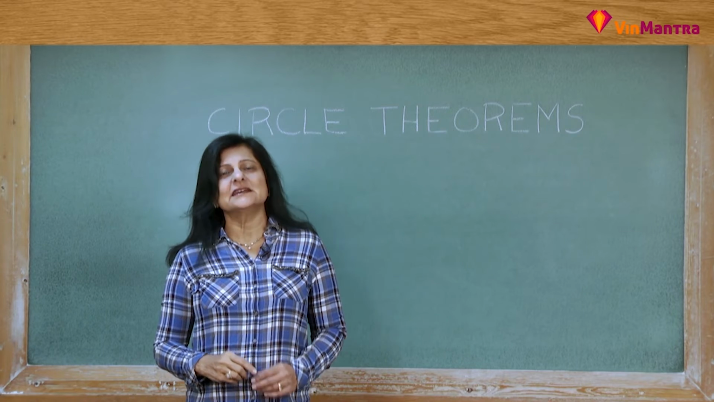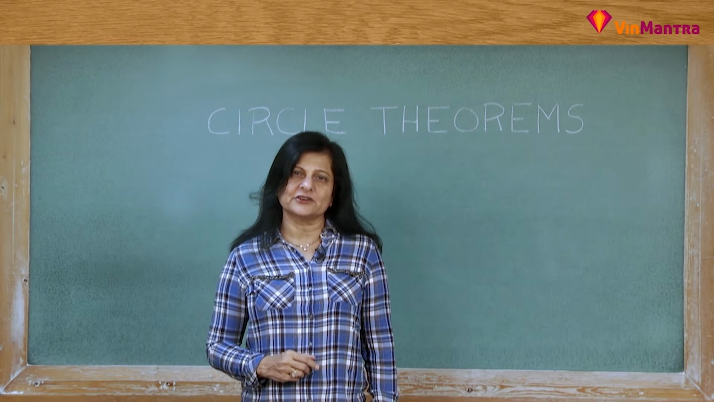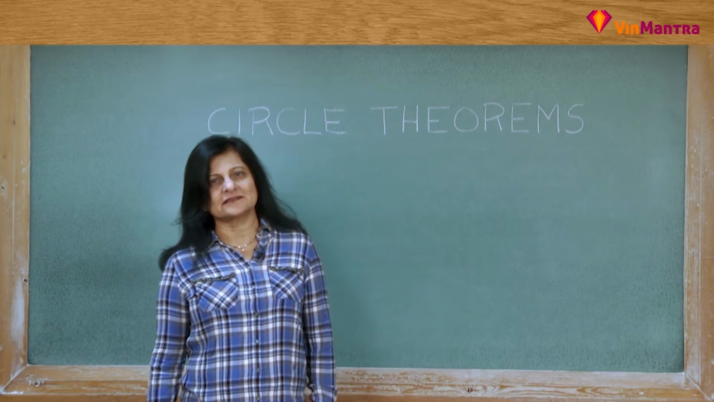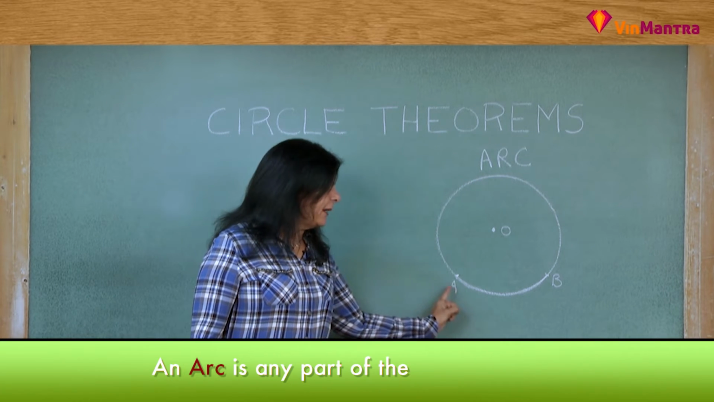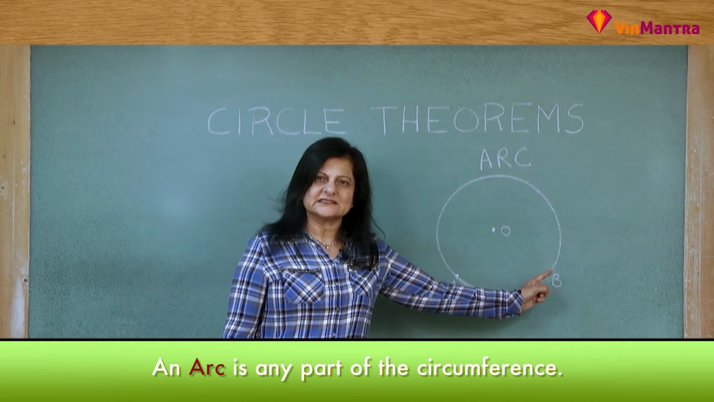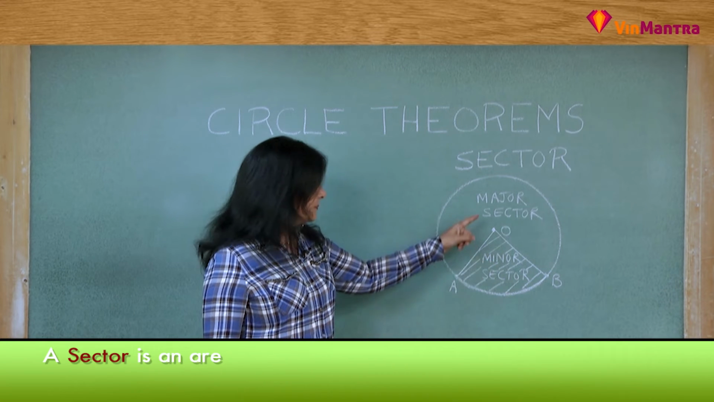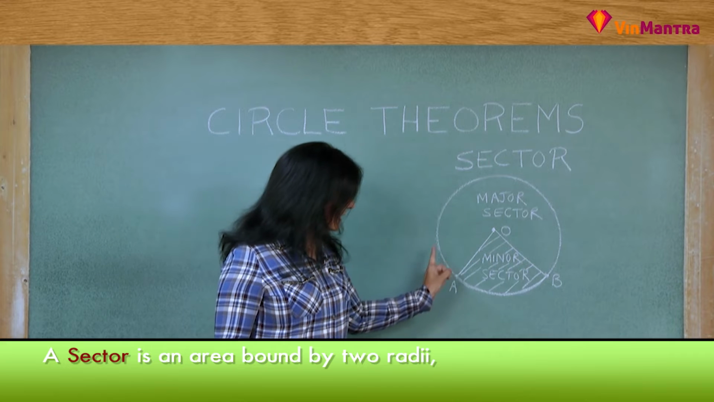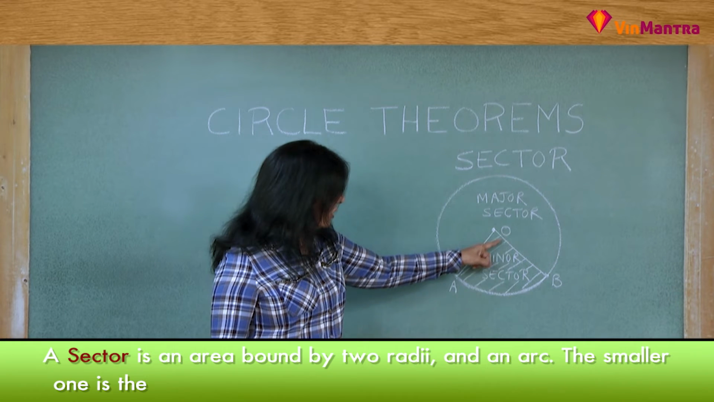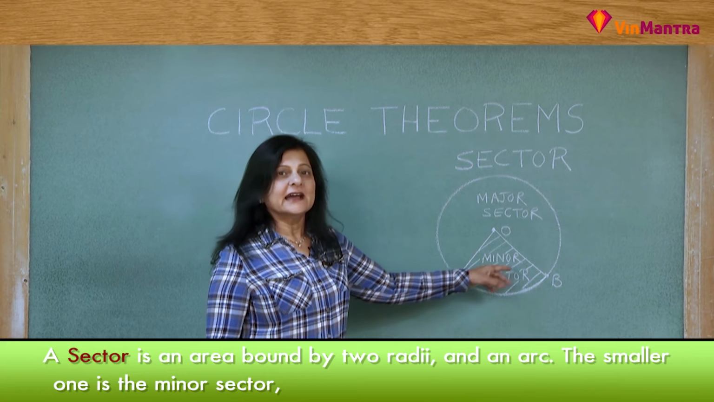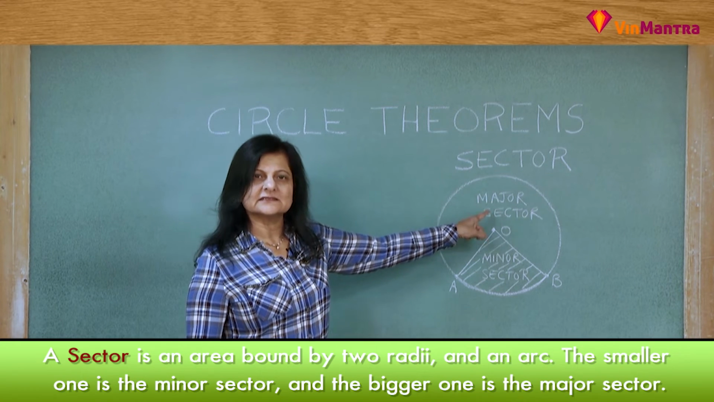Certain terms need to be known before I explain circle theorems. Here they are. An arc is any part of the circumference. A sector is an area bound by 2 radii and an arc. The smaller one is called the minor sector and the bigger one is called the major sector.